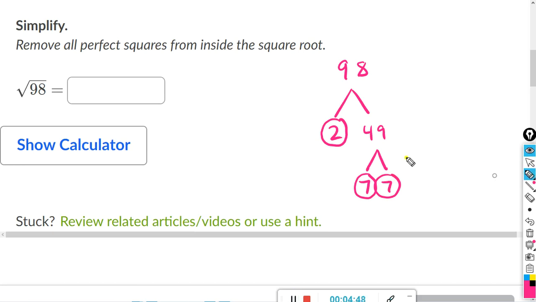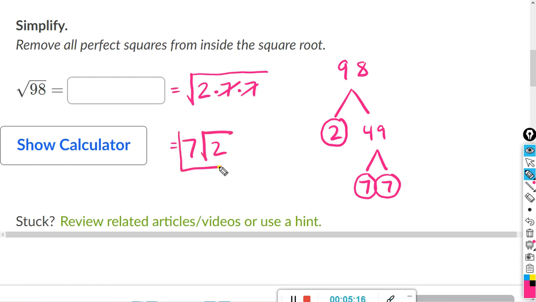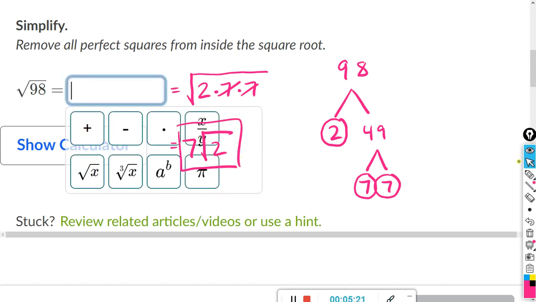So the square root of 98 is the equivalent of the square root of 2 times 7 times 7. All right, we can't take the square root of 2, but the square root of 7 times 7 is just 7. So you pull that outside of the radical symbol, and we still have radical 2 left over. So that's 7 radical 2.